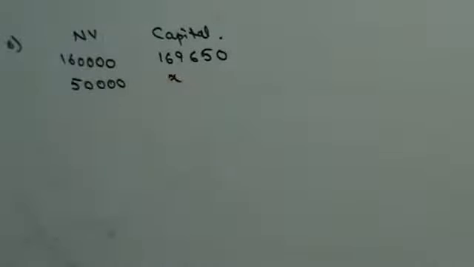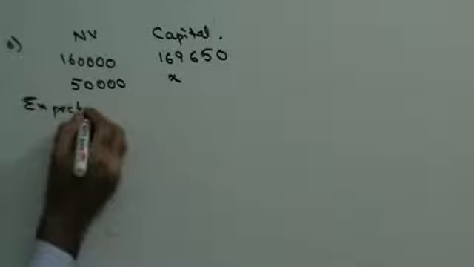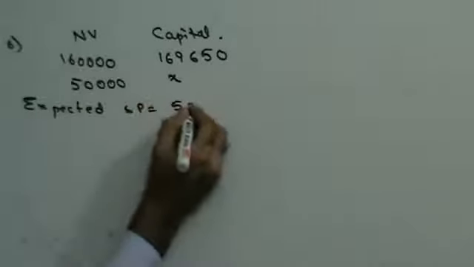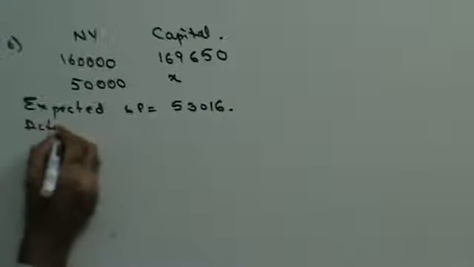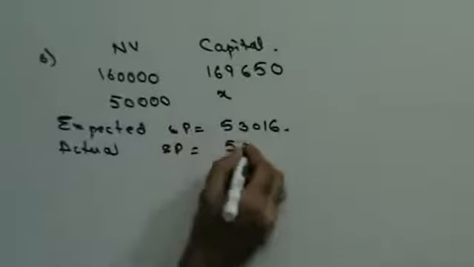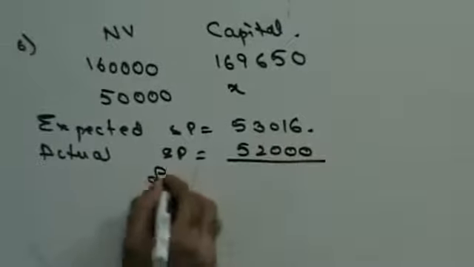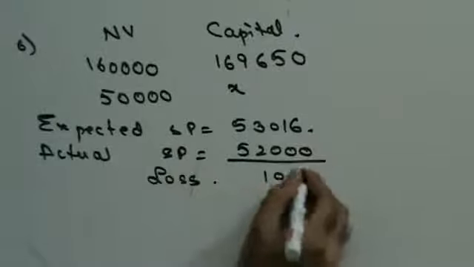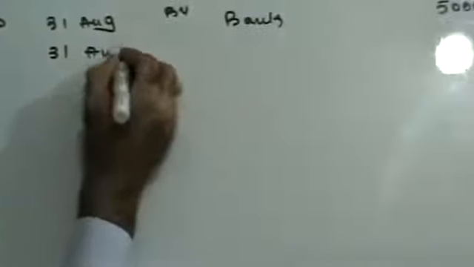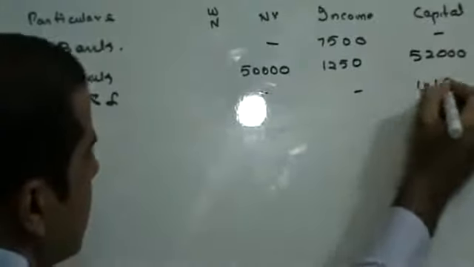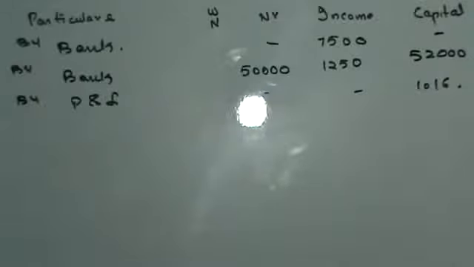So in that case, what will your expected selling price be? 53,016. Expected selling price is 53,016. Your actual selling price is 52,000. That means you have incurred a loss of 1016. Loss goes on the credit side. 31st August by P&L, 1016. Right? Next, let's move on ahead.